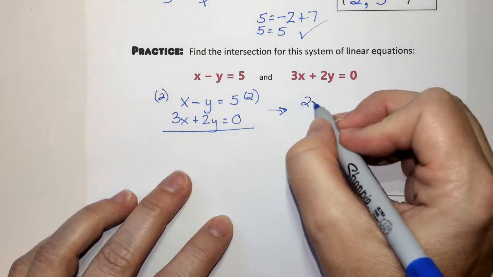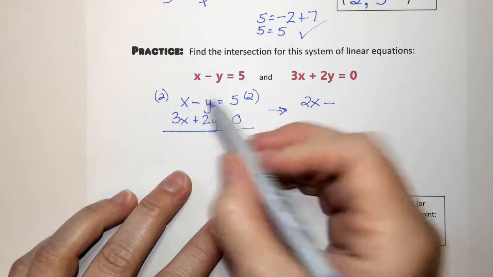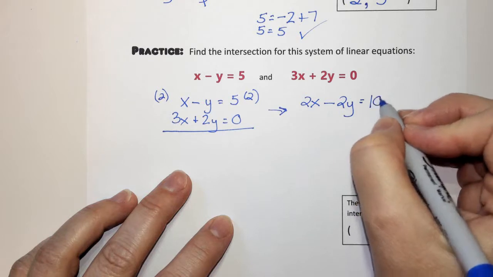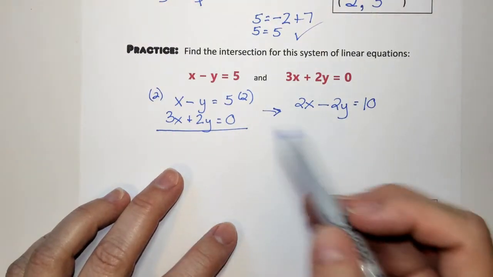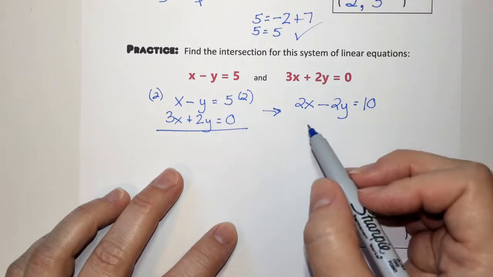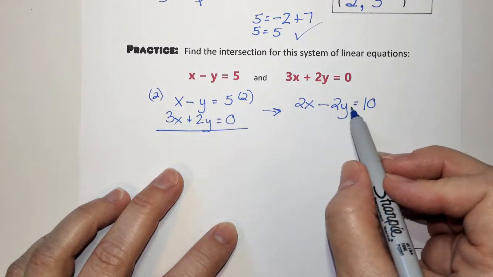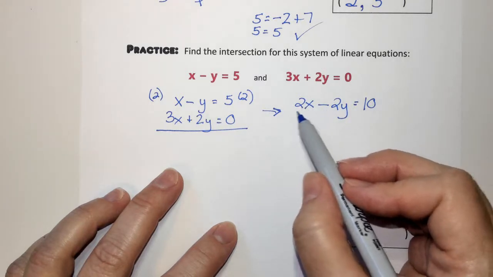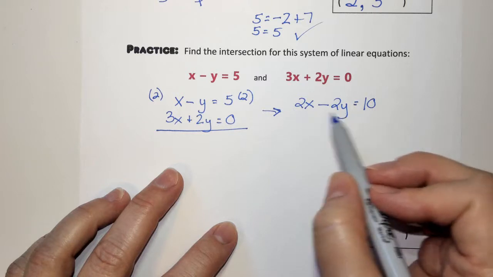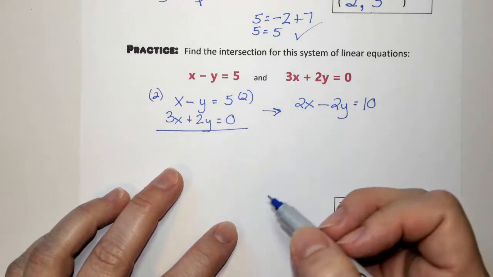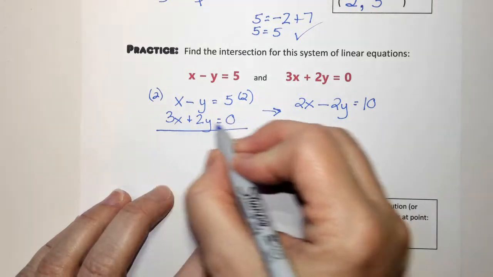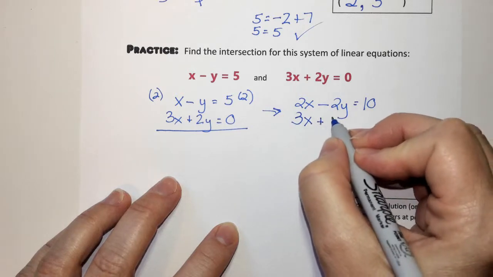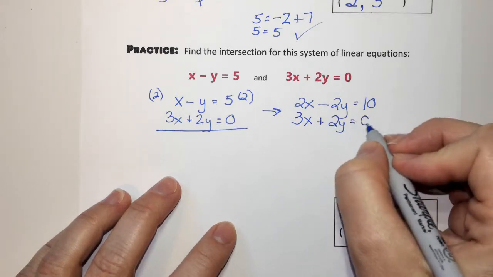2 times x becomes 2x minus 2 times y becomes 2y equals 2 times 5 becomes 10. I just want to make sure that you understand that x minus y equals 5 is the same thing as 2x minus 2y equals 10. And you can kind of take a look at that and see, well, I can reduce these, right? If you divide both sides by 2, excuse me, you'd be back to your original equation. All right, let's bring the other one down. We're not changing the other one. You only manipulate one of the equations. 3x plus 2y equals 0.